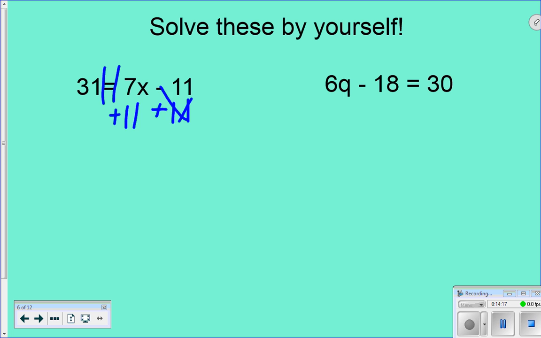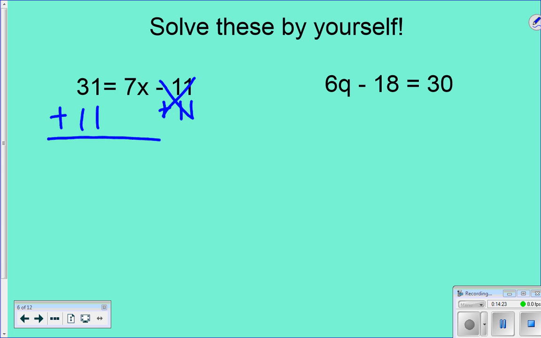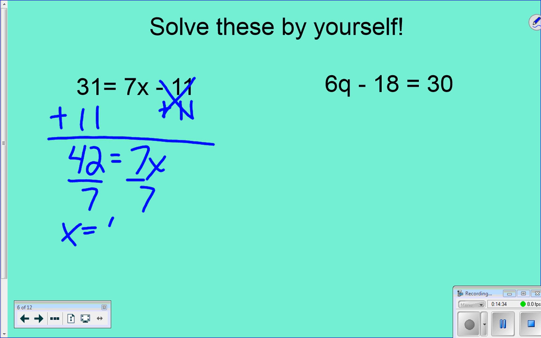So this one should start to look like this. Add 11. A lot of you got that first step. And then this is where you missed right here. Remember, if you're adding here, you've got to add over here. So then you have 42 equals 7x. And now you can divide by 7. You should get x equals 6 for that one. Yep, good. That's good.